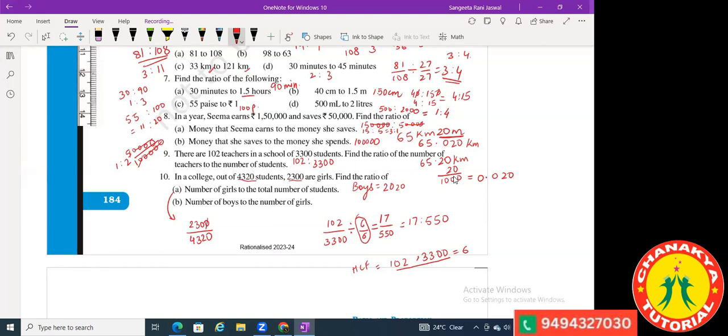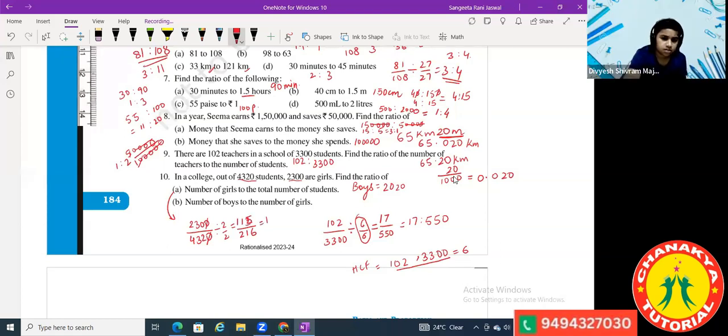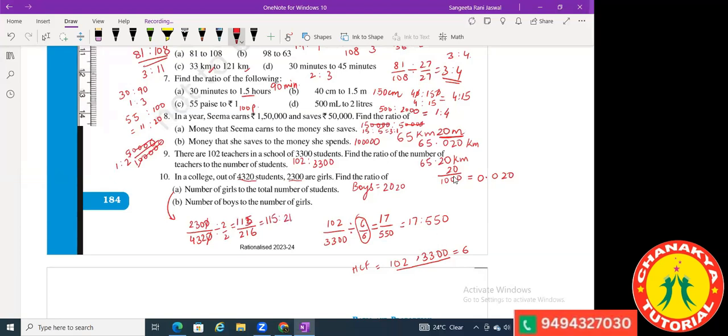First of all, you can cancel 10 here. Then you are left with 230 and 432. Now, both these are even numbers, so you can divide this by 2. When you divide this by 2, what do you get? 2 1s are 2, then you are left with 1, 1, 5, and 2 2s are 4, 2 1s are 2, 2 6s are 12. So this 230 is 115. So this is 115 is to 216.